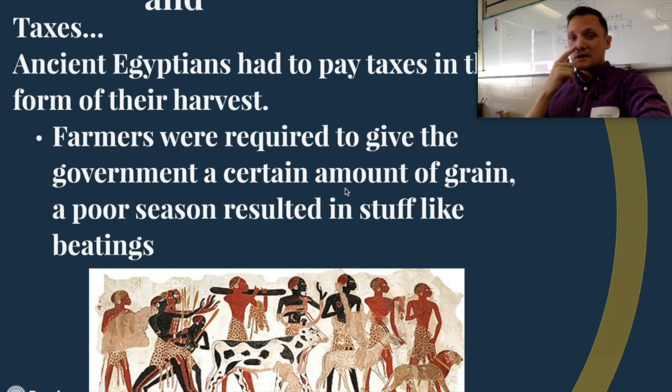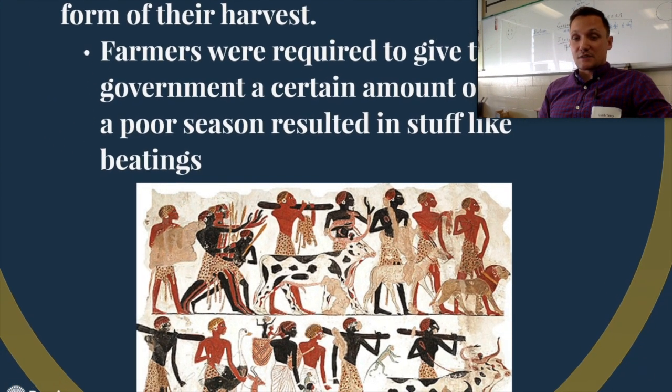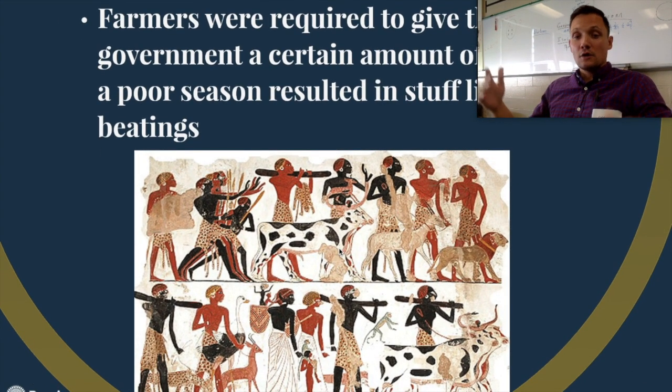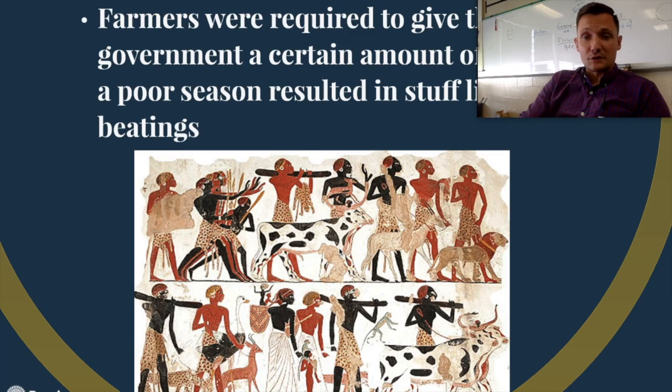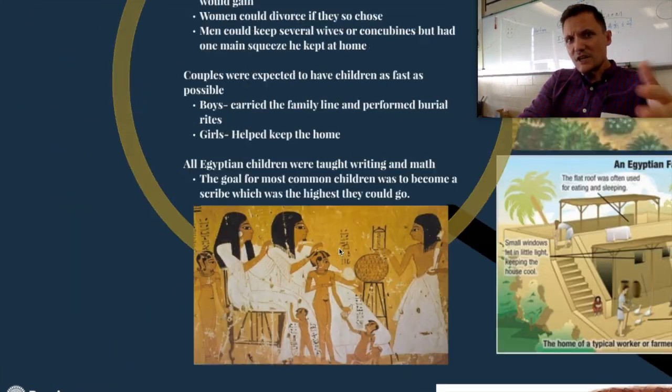All right, anyway, so a poor season resulted in a beating, and anything could be used as a tax. Excuse me, cattle, anything. I mean, most of it was measured, though, in goods that you could produce. And it's funny because this is actually one of the early forms of capitalism when you really think about it. So, anyway, keep going, though.